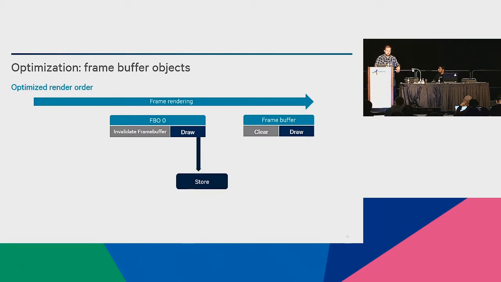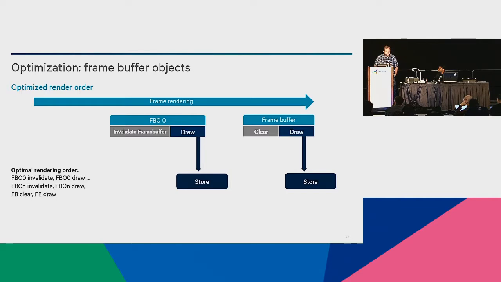In this case, what happens is you have the one store when it's done rendering the FBO, and it stores again to system memory when you're done rendering the frame buffer. So you avoid all those additional loads from system memory that can be very expensive. So just in general, for any number of frame buffer objects you have, just invalidate them initially, then draw them, iterate through all of your FBOs, and then switch to your frame buffer, clear it, and then do all of your drawing.